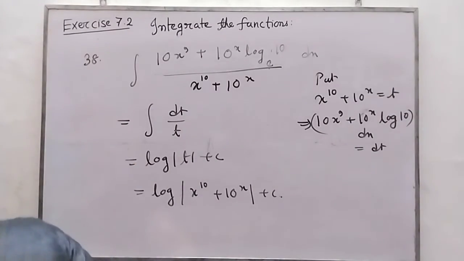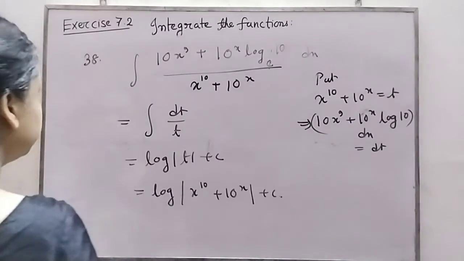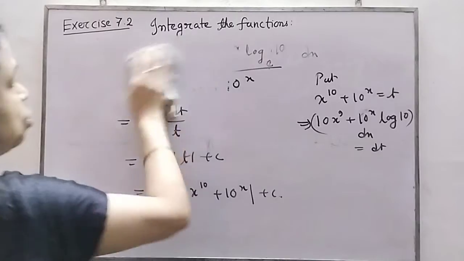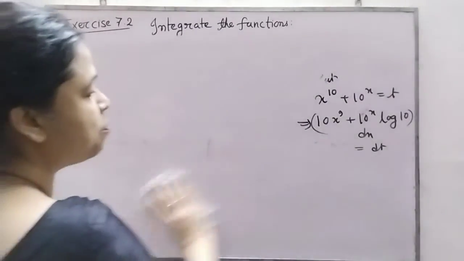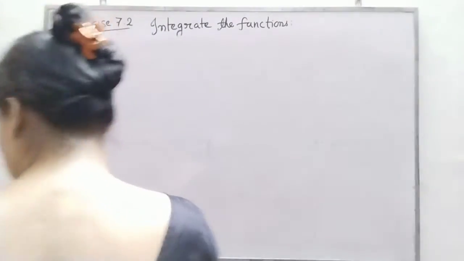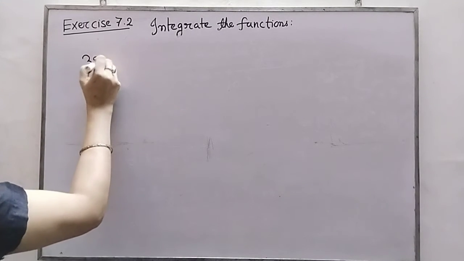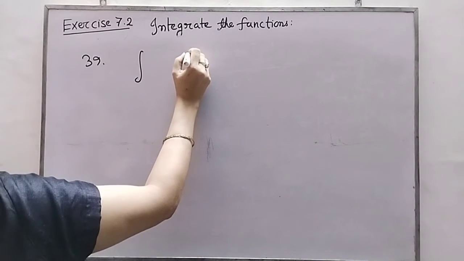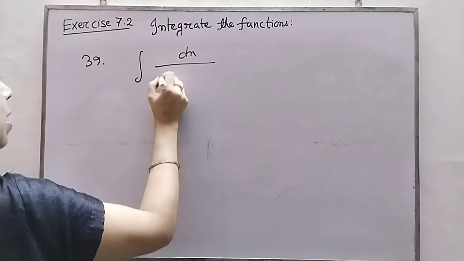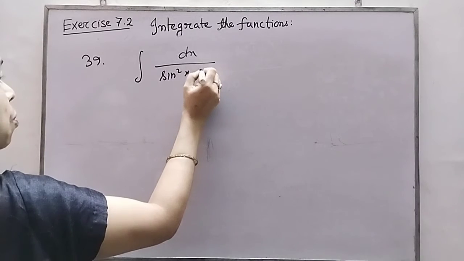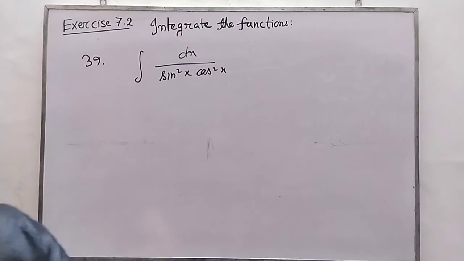Let me complete that also. Then our exercise 7.2 will be completed, and I can proceed to the next exercise in the next class. So the last question of this exercise is 39: integration of dx divided by sine square x into cos square x.